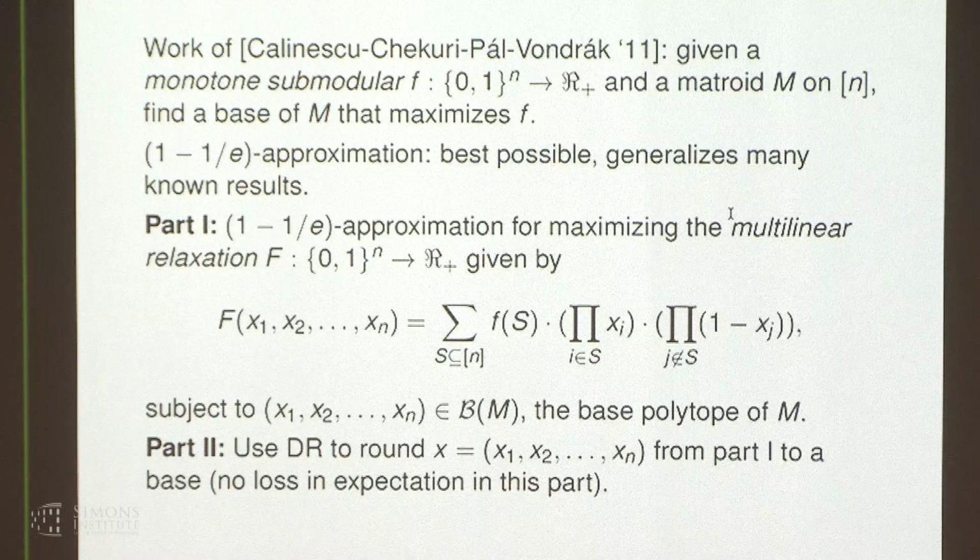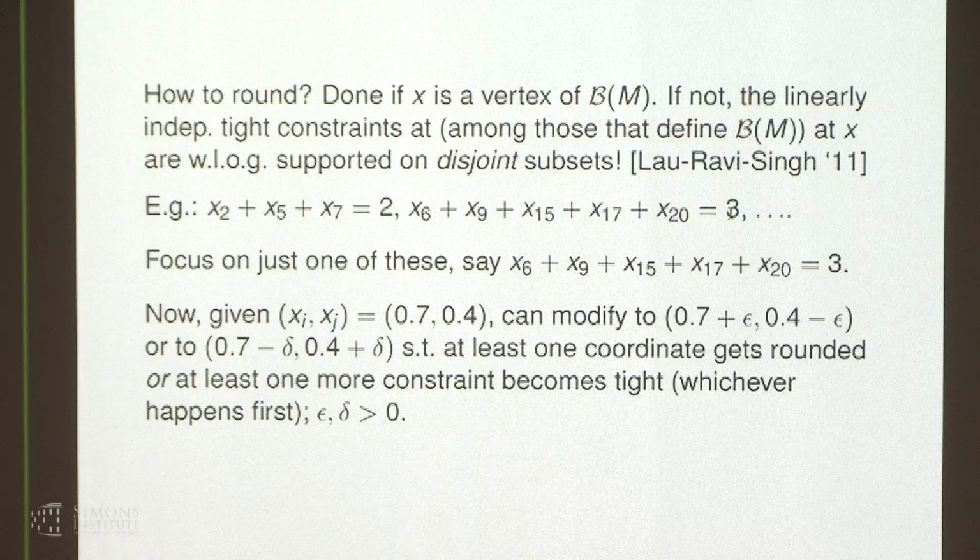And then you can view their work as essentially using a dependent rounding carefully to round the output of part one. And in this part, there is no loss in expectation. Therefore, the total expected loss is just 1 minus 1 over e. Right? So let's forget about the objective function right now. You're given a point x in the matroid base polytope. This notation is the family of convex combinations of the indicators of all the bases of a matroid. Right? So how do we round a point that is inside this polytope?